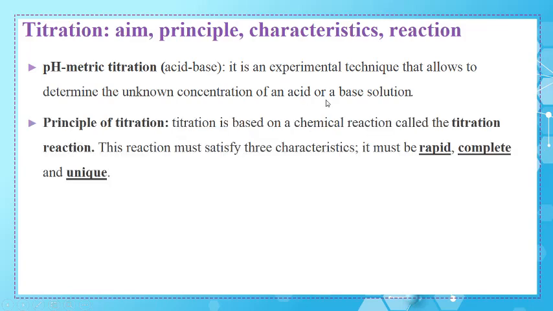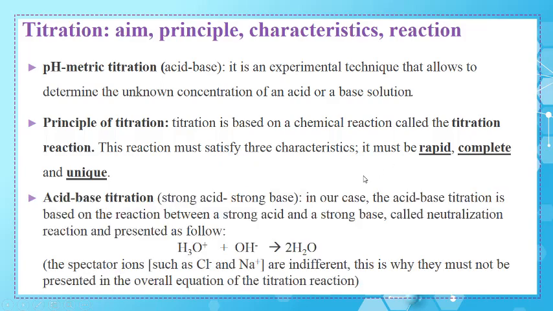Now, titration is based on a chemical reaction that must satisfy 3 characteristics. The reaction of titration has to be very rapid, it has to be complete, not reversible, and it has to be unique. If one of these characteristics is not present, the reaction cannot be used in titration.